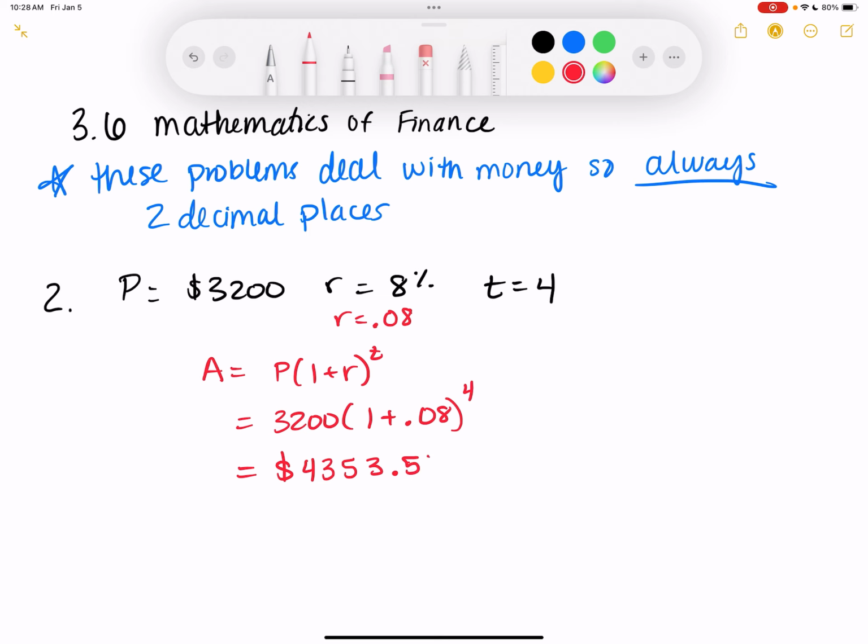4,353.56. And don't forget the dollar sign because it's money, money, money.